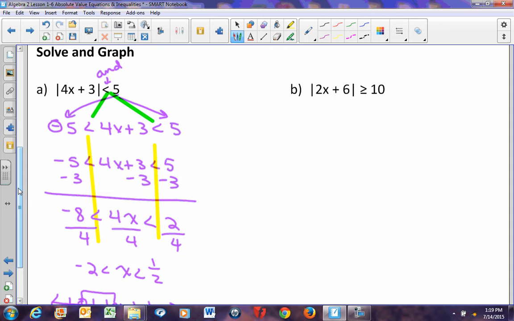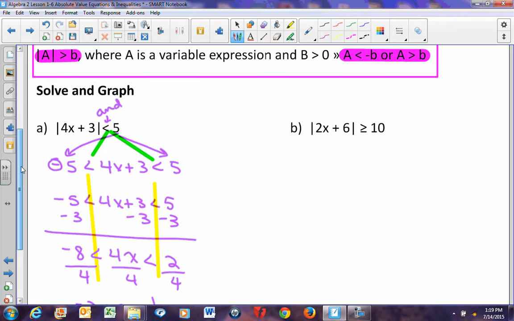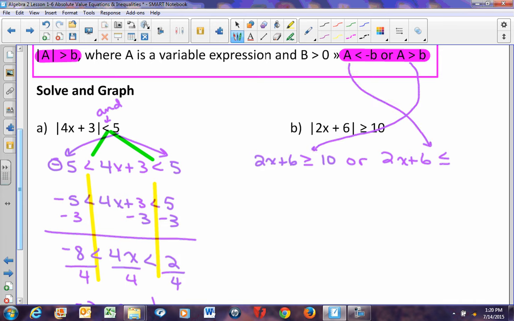Let's take a look at letter B. I have the absolute value of 2x plus 6 is greater than or equal to 10, which means that's the greater, so it's the pink one. So I'm going to set it up so that A, which is 2x plus 6, is greater than or equal to 10. Or, you write it again, A, 2x plus 6. Reverse your inequality symbol, is less than or equal to, and reverse the negative here.